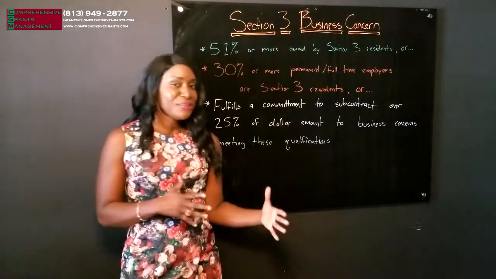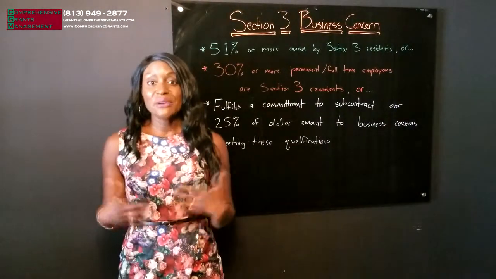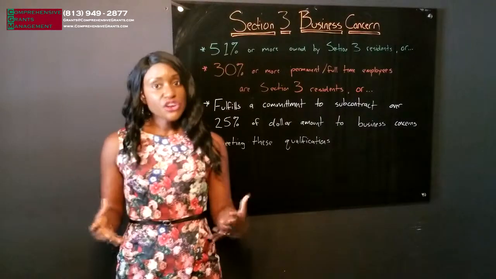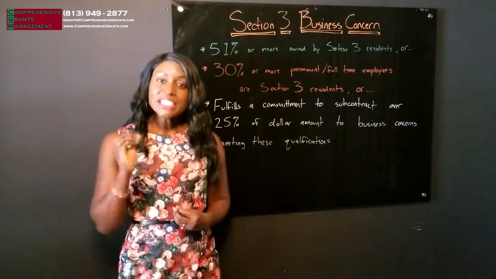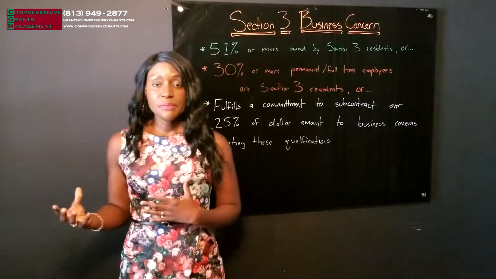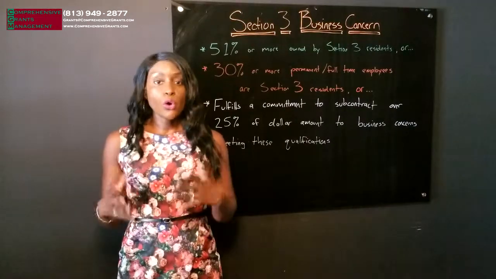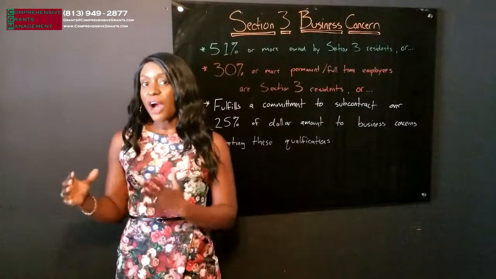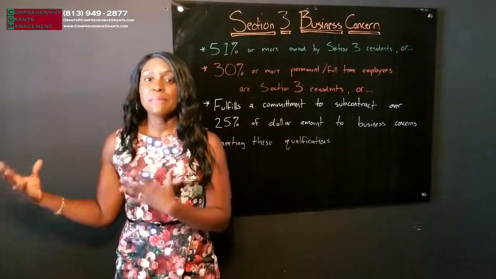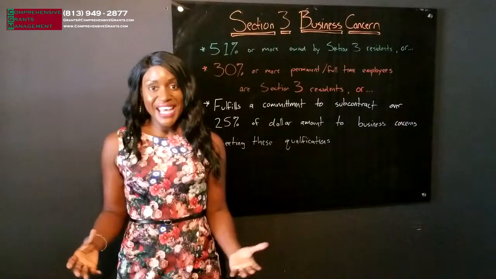I know it's a lot of Section 3 residents, Section 3 business, but try to stay with me. Another way that you can qualify to be a Section 3 business is if you promise and certify to allocate at least 25% of a certain award or your program budget to a Section 3 resident or residents, or you're going to subcontract out a minimum of 25% to other Section 3 businesses, then you can qualify to be a Section 3 business. So let me recap.